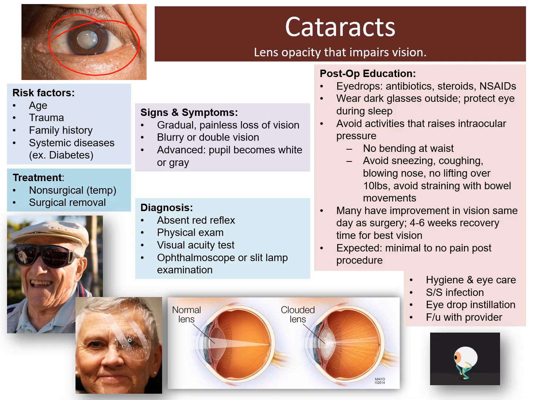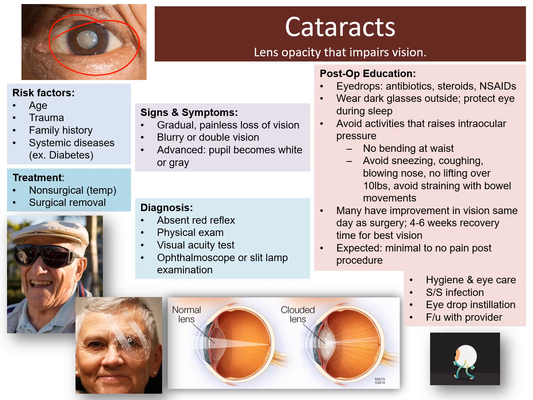So how do we diagnose this? Absent red reflex, this is typically done in children when they're diagnosing other problems. This is when you shine a light in the eye and you get a red reflection, which is normal. When you don't get that red reflection, that means there's something blocking the light's ability to bounce back at you normally. So that would warrant further investigation. But just because you have an absent red reflex, it doesn't automatically point to cataracts. It's just one thing to look into further.